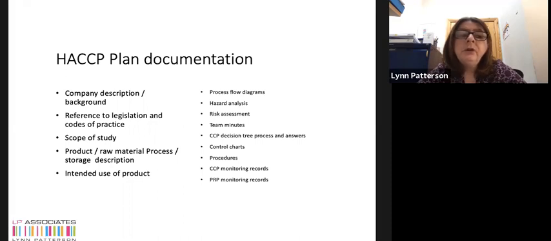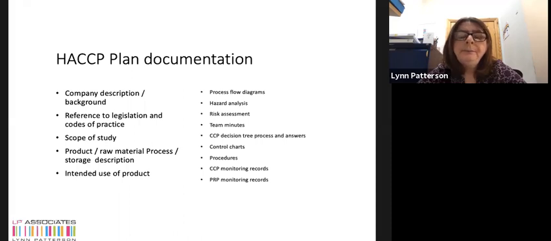We need a descriptor of our product and our raw materials and our processes. So how do we actually produce our products? We will have an actual descriptor of that. We will have the intended use defined. We need to know what happens to your product after it leaves your premises. How will it be used?